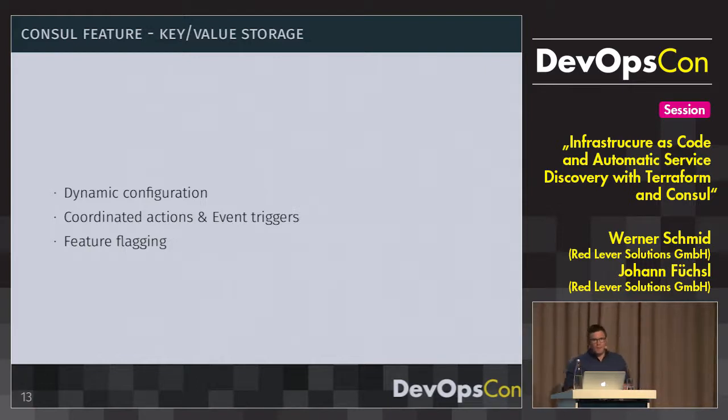On the lower level, Consul is just a distributed key value store. That means you can assign a key value pair to it. Consul makes sure that it's consistently available on the whole cluster. And that lets you do a few cool things. You can do dynamic configuration management, you can do feature flagging, you can coordinate some kind of actions that you want to do over your whole infrastructure, you can trigger some events, whatever.